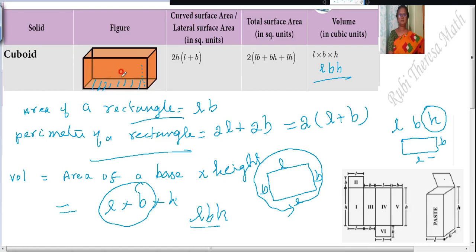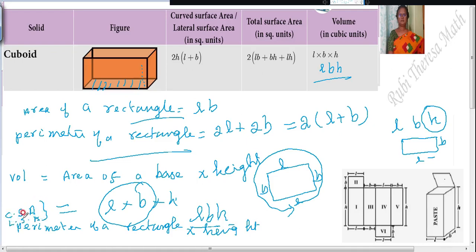Curved surface area, otherwise lateral surface area. Lateral surface area is nothing but the perimeter or circumference of the base shape. That is, the perimeter of a rectangle. Here in the cuboid, perimeter of the rectangle into height. For what? Curved surface area, CSA, or lateral surface area, LSA.